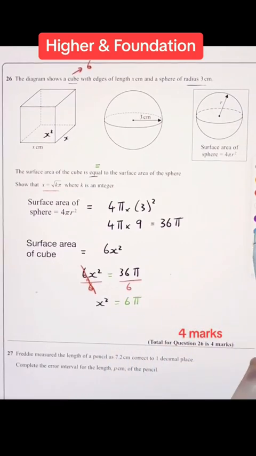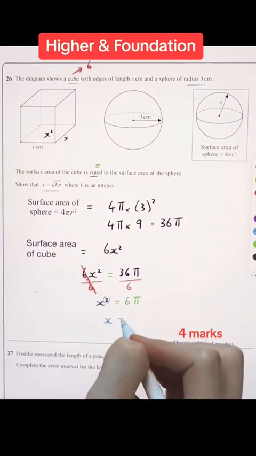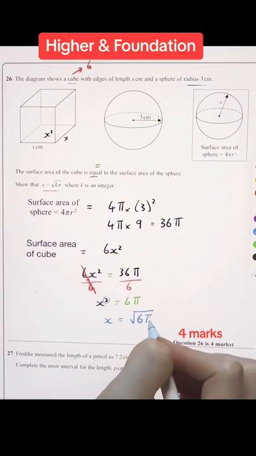I don't want x squared, I want x. Well, I know the opposite of squared is the square root. Therefore, x is going to equal the square root of 6 pi.